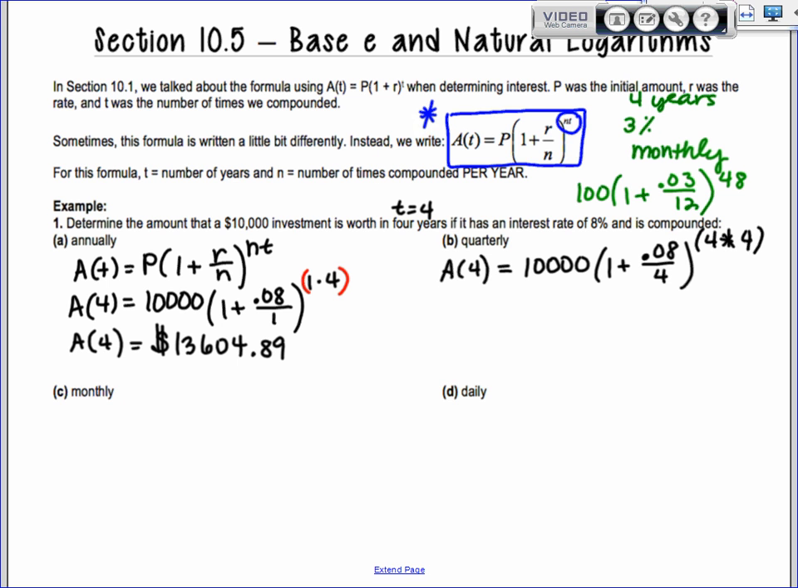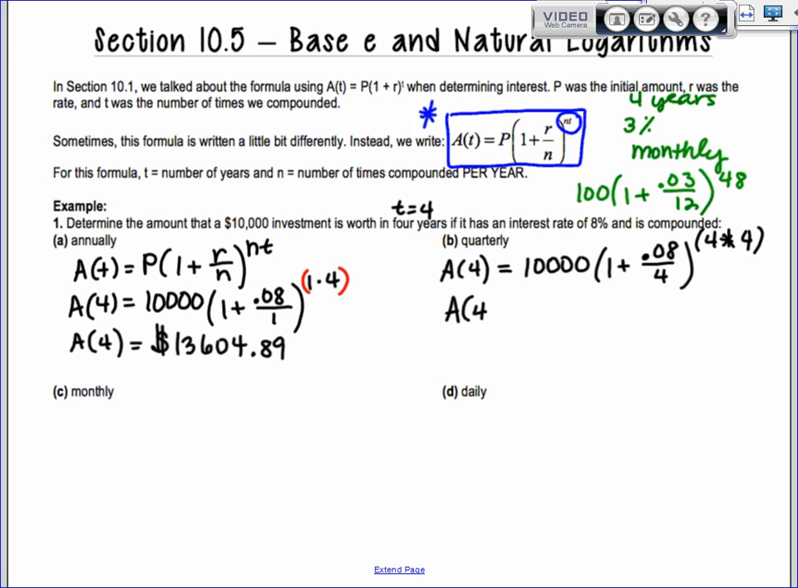I'm going to write my multiplication sign not as a dot, so it doesn't look like 4.4. So 4 times 4. I'm going to do it again. I'm going to have my 10,000 times 1 plus 0.08 divided by 4, and I'm going to raise it to the 4 times 4, which is 16. Do you see how my 8% was actually reduced down? I'm really only getting 2% each time it's compounded, right? I divided by 4.